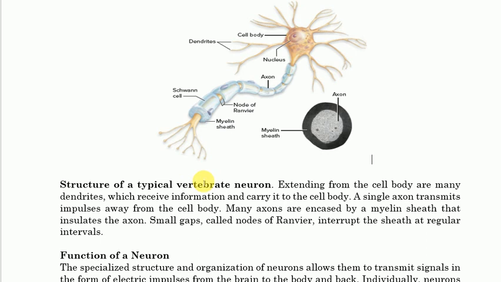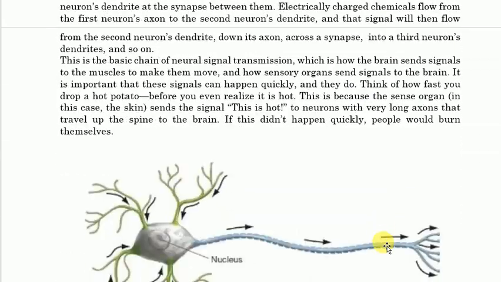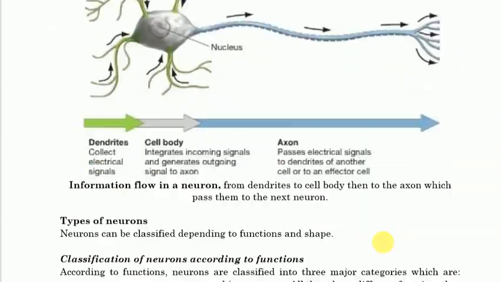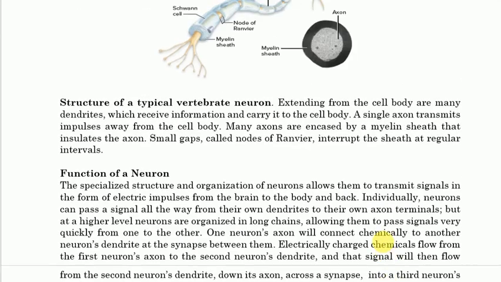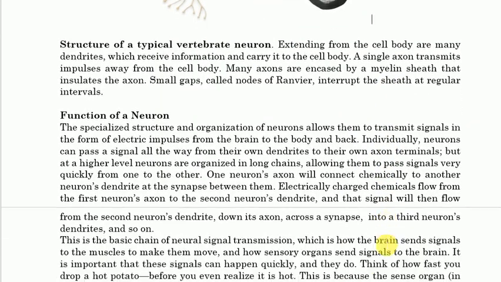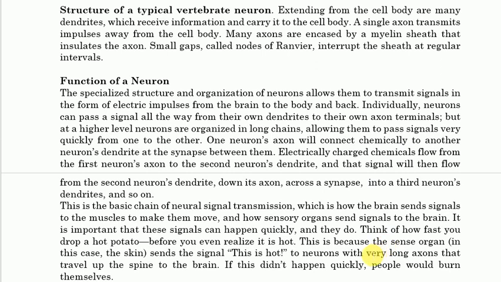So the structure of a vertebrate neuron extending from the cell body, are dendrites which receive information and carry it to the cell body. A single axon transmits the impulse away from the cell body, many axons are encased by a myelin sheath that encases the axon. Small gaps called nodes of Langerhans interrupt the sheath at regular interval. So in the next video, we'll be discussing the function of a neuron, and we'll go to look at the classification of neurons.